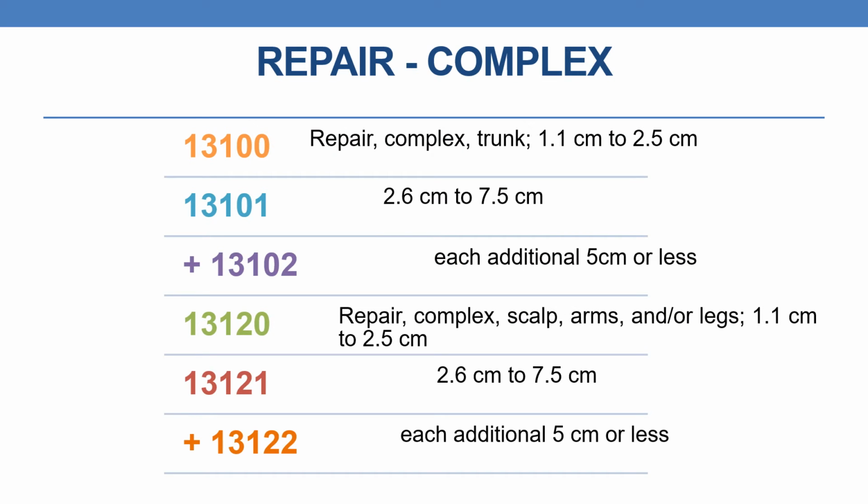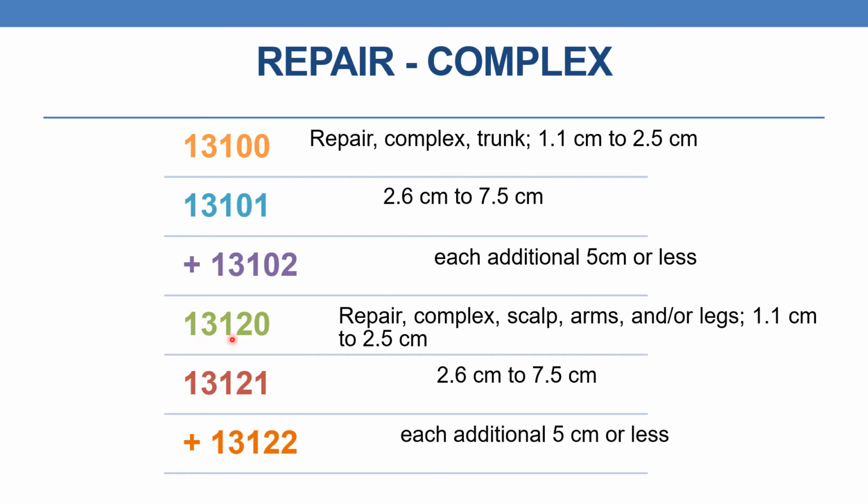Now coming to the CPTs of complex repair. The first CPT is 13100. Repair complex trunk 1.1 centimeters to 2.5 centimeters. The next is 13101. Repair complex trunk. The length is 2.6 centimeters to 7.5 centimeters. The next is an add-on code plus 13102 for each additional 5 centimeters or less. Repair a complex trunk for each additional 5 centimeters or less.